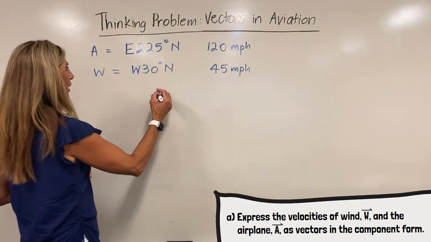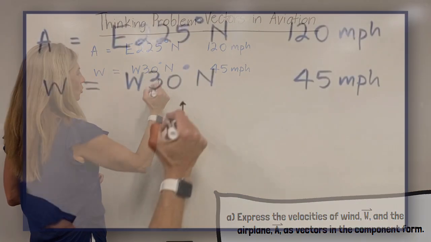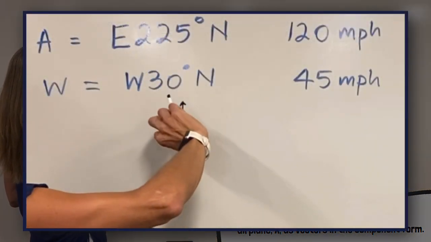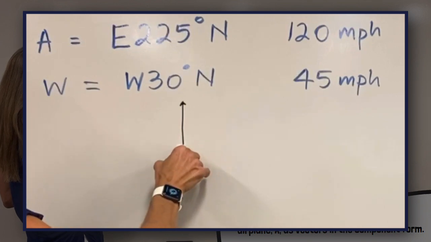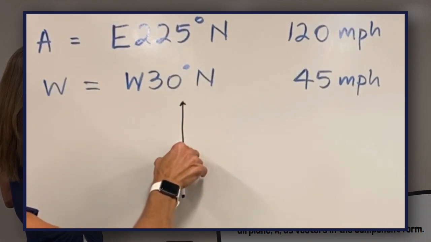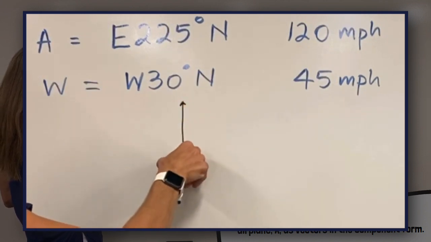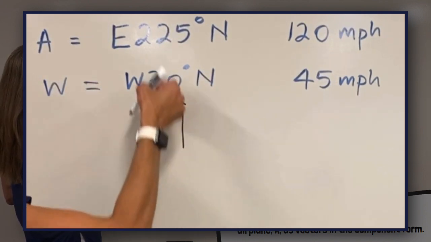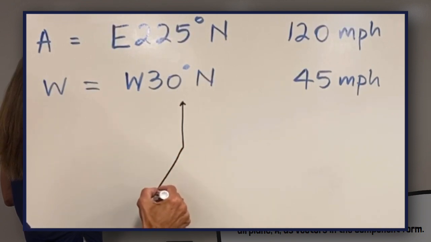Our plane, east 225 degrees of north. So here's due north, and if we go east 225 degrees, 180 would be due south. If we went due west, that's 180 plus another 90, 270. We want 225, so it's going to be somewhere in this third quadrant region.